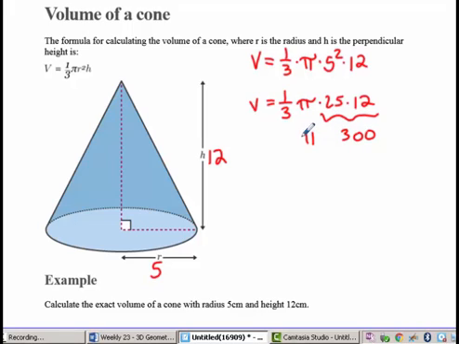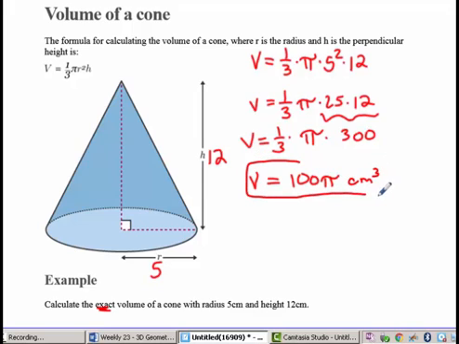We still have pi, and we still have times 1/3. This is multiplication. It's commutative. We can do this in any order. I can actually switch the order up and multiply 1/3 times 300. 1/3 of 300 is actually just 100, and I can write the 100 first and the pi second, and again the exact volume is what we're looking for, so this is going to be our answer, 100 pi, and this is centimeters cubed, or cubic centimeters. So answer, 100 pi cubic centimeters.